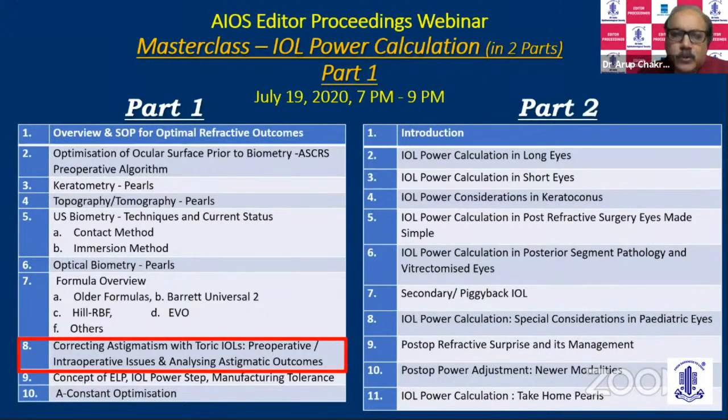And the showstopper, one of the most important facets of the program today, is the keynote address by Dr. II. He will be telling us about correcting astigmatism with toric IOLs, preoperative and intraoperative issues, and analyzing the outcomes.